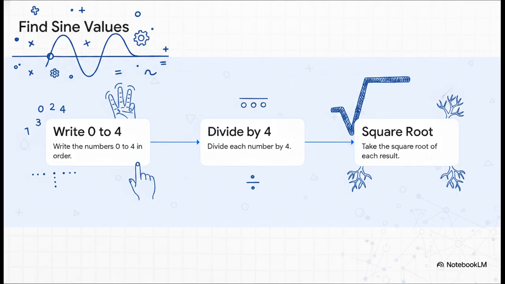I'm going to show you a genius little trick. To find your sine values, just write down the numbers 0, 1, 2, 3, and 4. Next, divide each of those numbers by 4. Finally, just take the square root of each result. And just like that, you have magically generated your sine values without memorizing a single scary fraction. No way, right? It works every time.